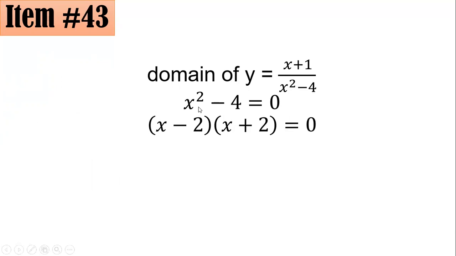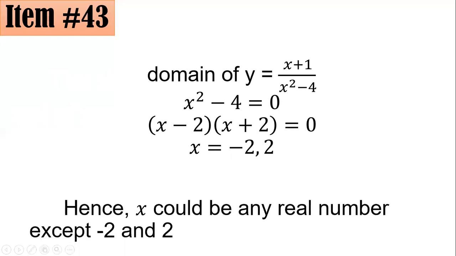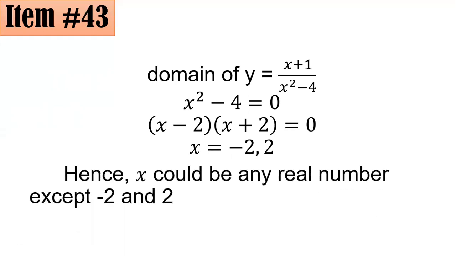And this is a difference of 2 squares, which is factorable as x minus 2 times x plus 2 equals 0. And equating each of the factors to 0, you have x equals negative 2 and 2. So these two values will make the denominator 0. And these two values then will make the expression undefined. Hence, x could be any real number except negative 2 and 2, letter B.